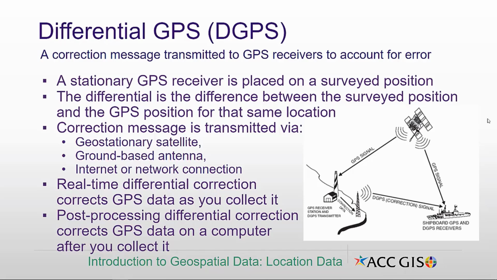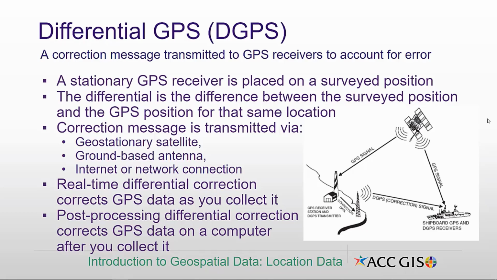If the differential correction is applied in real time, it's referred to as real-time differential correction, in which the GPS receiver gets the signal from the satellite and also gets the signal from the differential correction and corrects the position. Sometimes, though, land surveyors, for example, want to have more control over the process. So they'll collect the GPS position, they'll collect the differential correction signal, and then back in the office, they'll use the differential correction to improve the GPS position on a computer. That's referred to as post-processing.